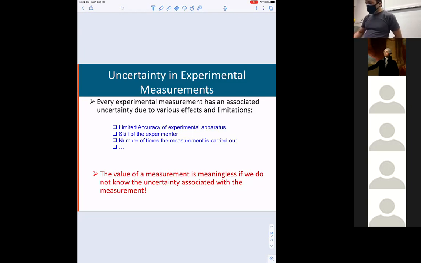So the basic idea of significant figures is that it is a quick and dirty way to communicate to someone how confident you are in every digit that you write down when you're giving that number. It is not a rigorous way of doing it, but it's a quick enough way of doing it. And every experimental measurement has associated with it an uncertainty due to various effects, like the limited accuracy of the experimental apparatus, the skill of the experimenter, the number of times the measurement is carried out, that is, reliability studies, can you reproduce the result each time? So the value of a measurement is meaningless if we do not know the uncertainty associated with that measurement.